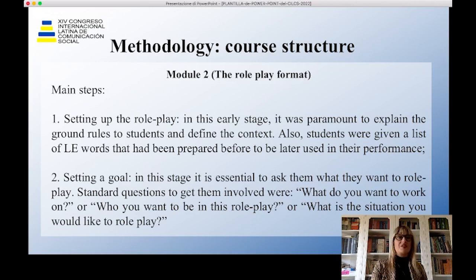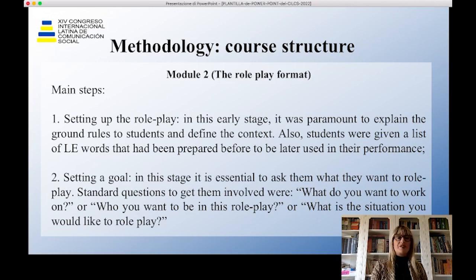The first step is setting up the role play. This is the basic, earliest stage, where we explain the ground rules to students and define the context. Also, students, in my case, were given a list of legal English words and had been prepared beforehand to use them later in their performance. So they had a list of legal English words and terminology to be used in their performance.